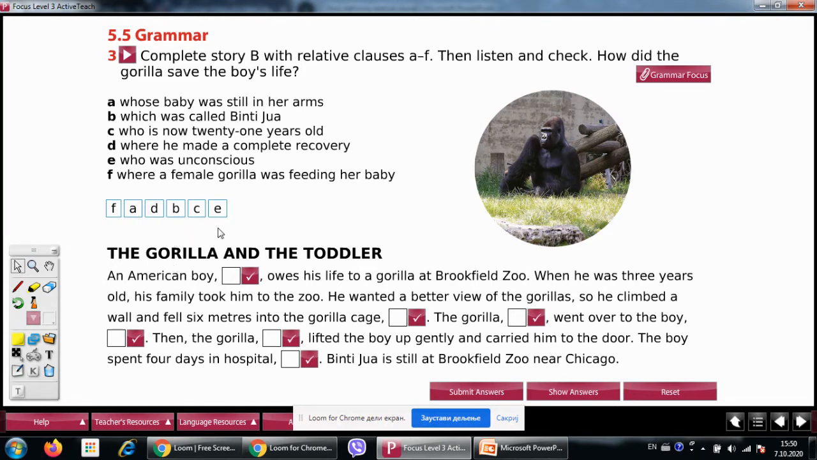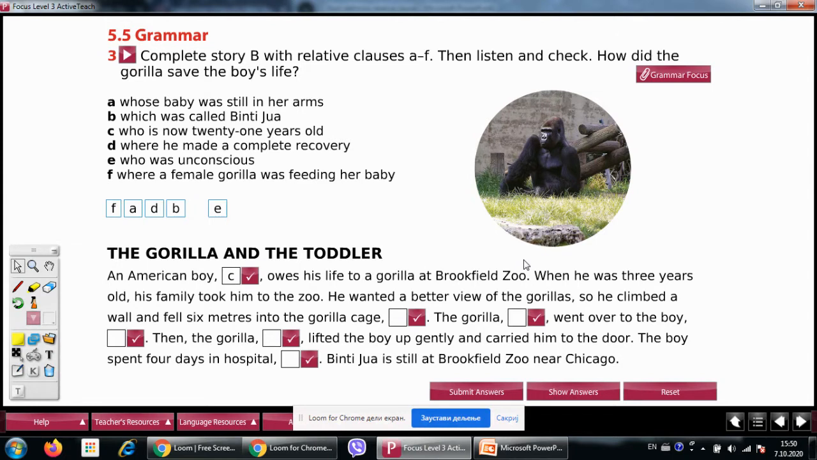So C is the right answer. An American boy who is now 21 years old owes his life to a gorilla at Brookfield Zoo. When he was 3 years old, his family took him to the zoo.